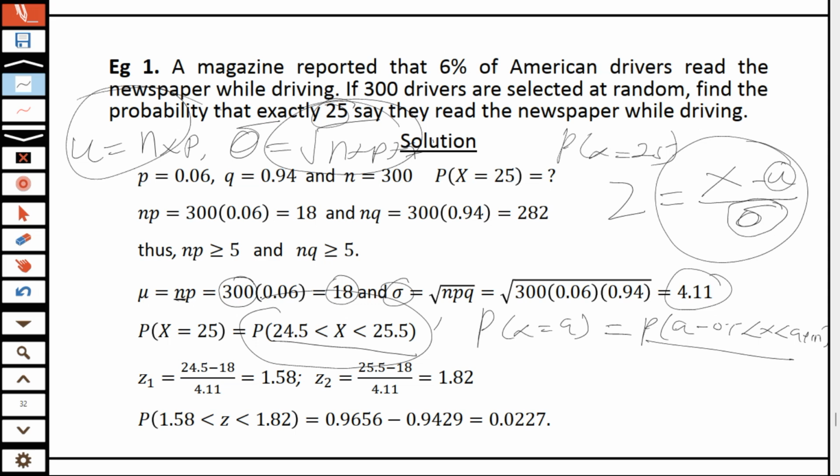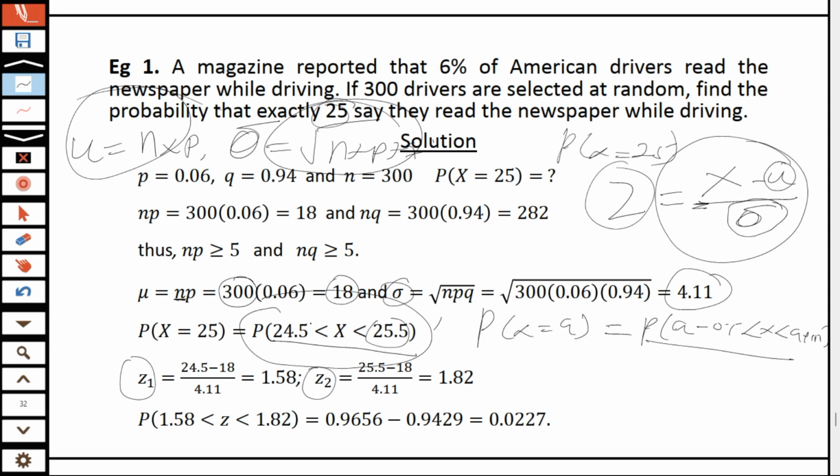Since we are using the normal distribution to approximate the binomial, we are going to use the z formula. Here we have x to be 24.5 and x to be 25.5. Our mean was 18 and our standard deviation was 4.11. So we have to find z1 and z2. After that, you go to the normal distribution table and get the probabilities, and then subtract the probability for 24.5 from the probability for 25.5.